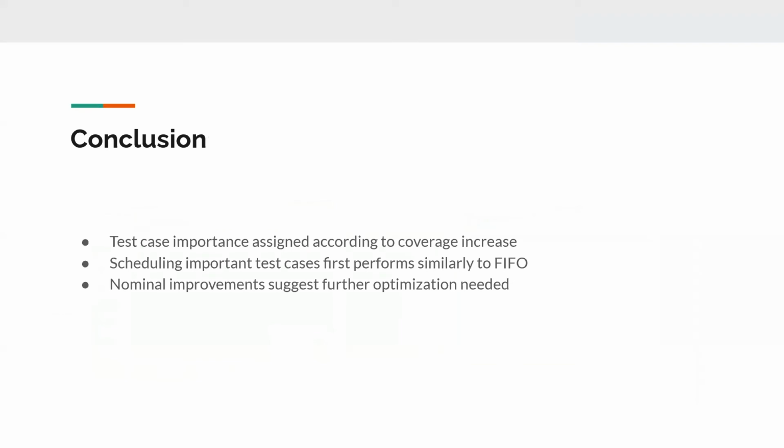In conclusion, what we did was we assigned the test cases importance, according to their coverage increases. When we scheduled it to mutate the important test cases first, it looked like it performed pretty similarly to the first in, first out method that was used in the original fuzzer. And of course, since we saw that there really wasn't much improvement, it suggests that we could work on that further, maybe use a different feature for importance or assign it in a different way.